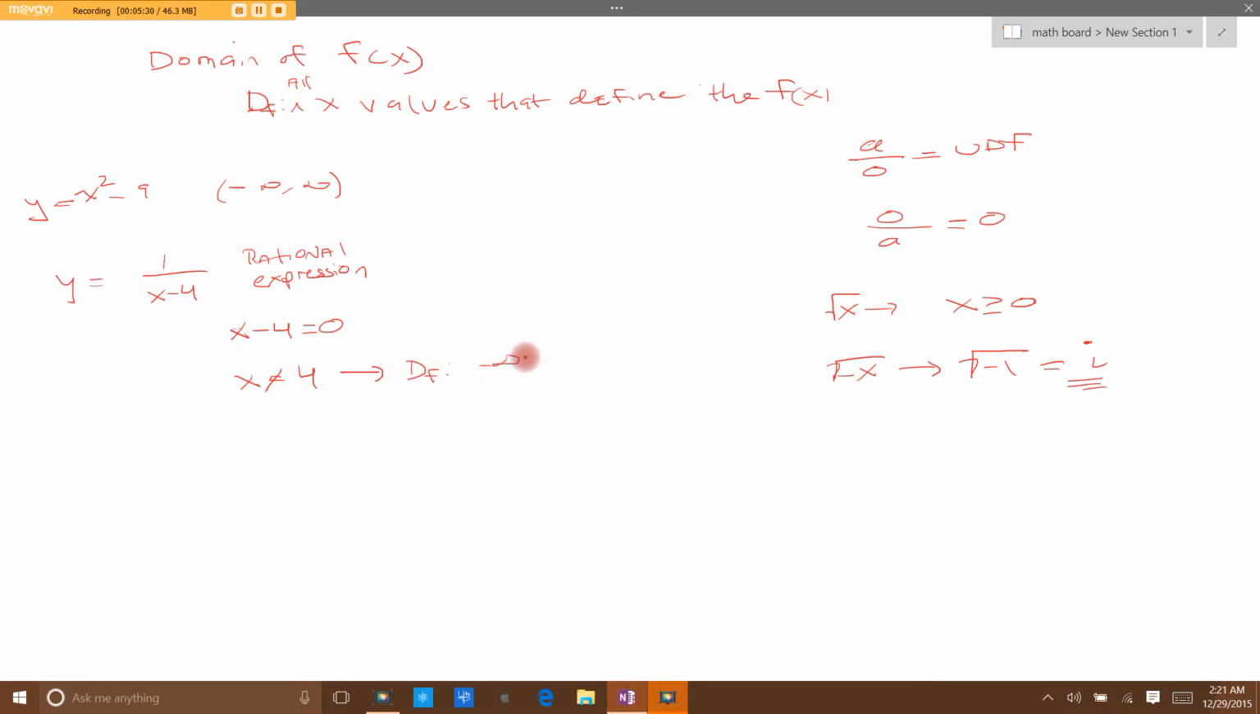It's negative infinity, because remember I said it's all other values that work, to 4, right? Union 4 to infinity. Sounds good, right? Now let me show you how this works and why this works.